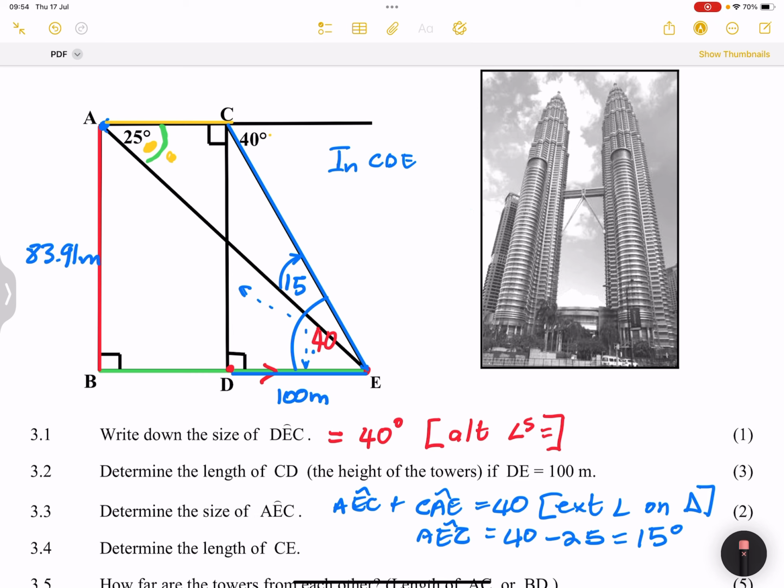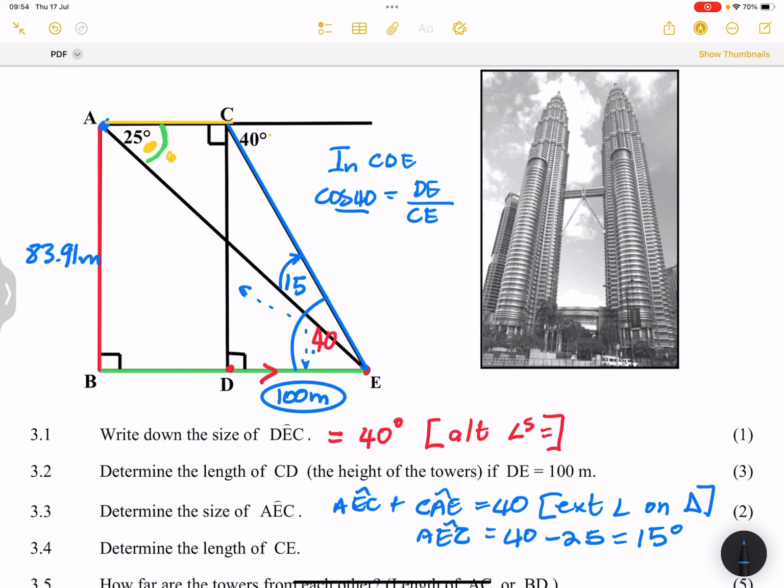So in triangle CDE, I already know the adjacent side, which is that 100 meters over there, and I'm looking for the hypotenuse. So which trig ratio? I'm going to use the cosine. So the cos of 40 degrees would be adjacent DE divided by hypotenuse, which is CE.